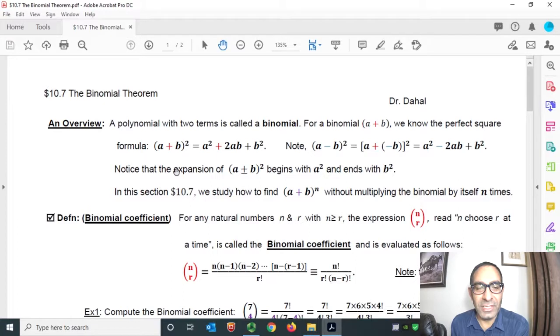Notice that the expression of a plus b square or a minus b square begins with a square and ends with b square. In these sections, we study how to find a plus b raised to the power n without multiplying the binomial by itself n times.